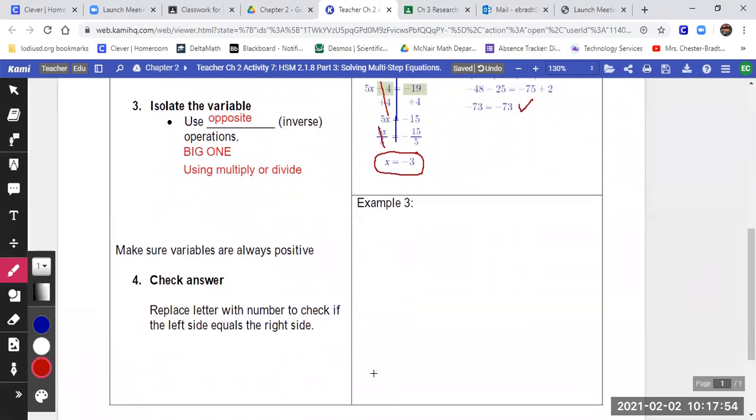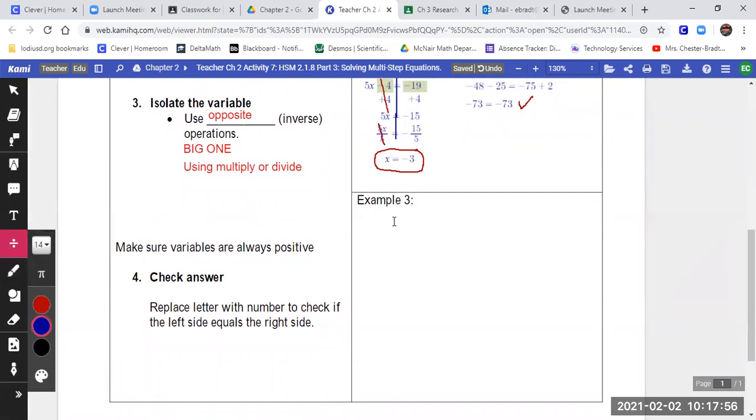So these are the same as what we were doing yesterday. They just got a little more complicated. Takes them a little longer to get done. Okay, this is our last one.